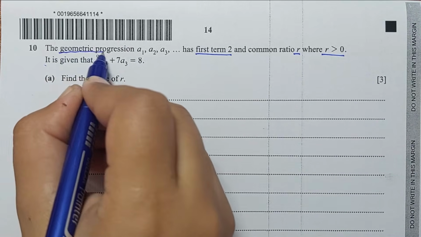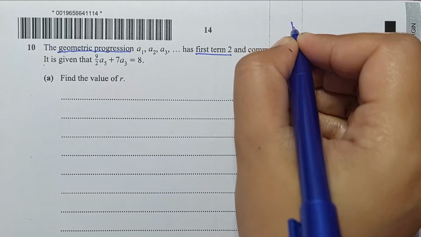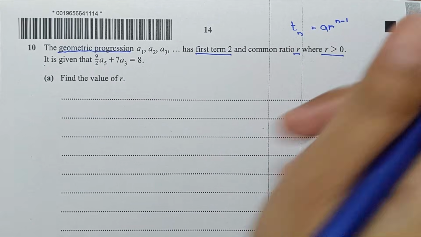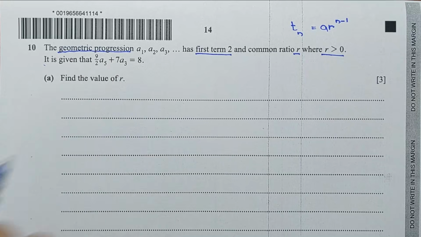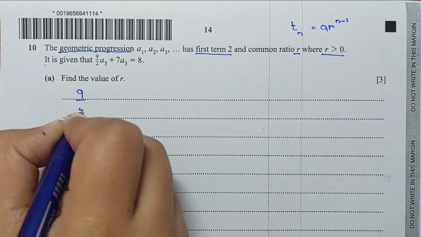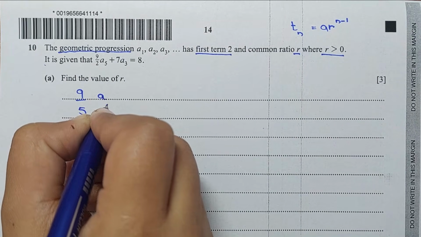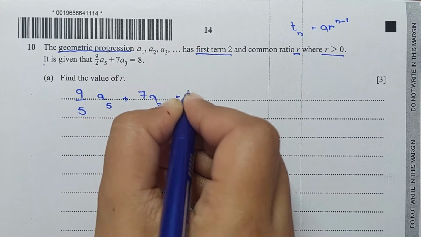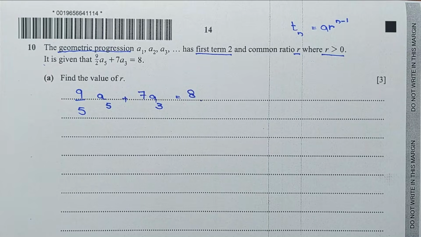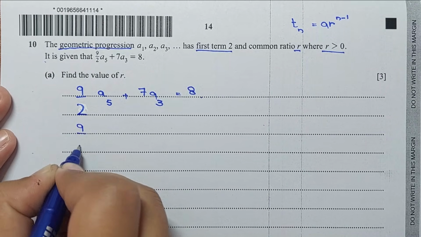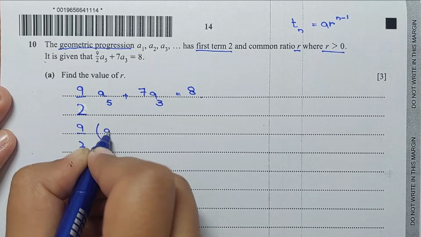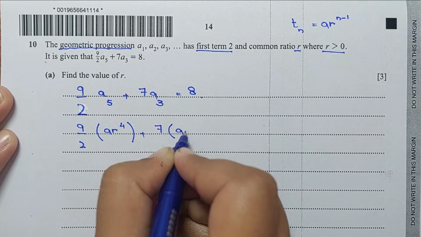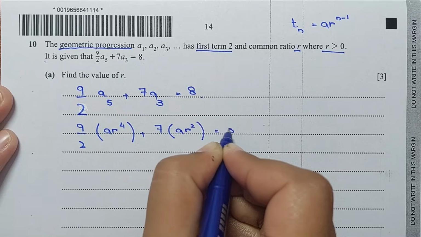It is a geometric progression, so the nth term formula is a r to the power n minus 1. So we need to find the fifth term and the third term. So 9 over 2, the fifth term, plus 7, the third term, equals 8. The fifth term is a r to the power 4, plus 7, the third term is a r square. This is equals to 8.